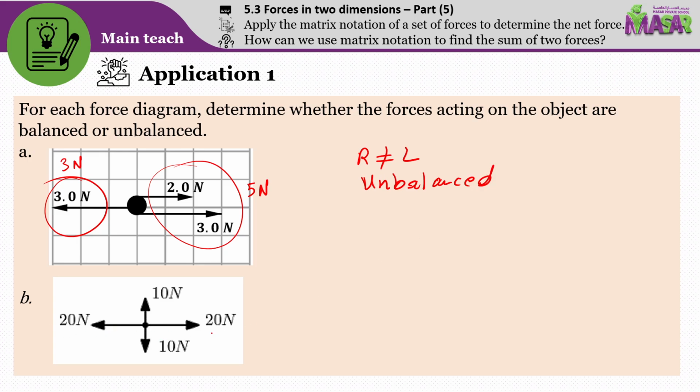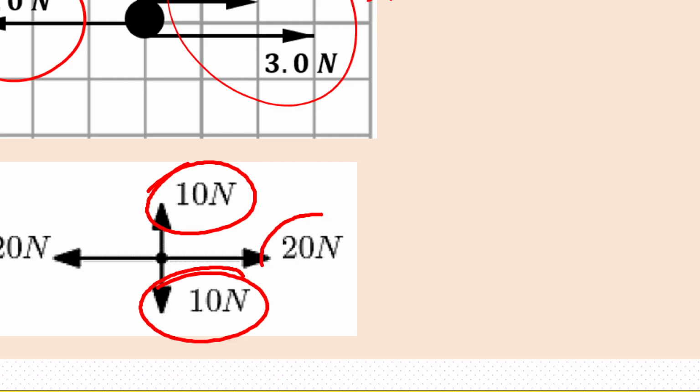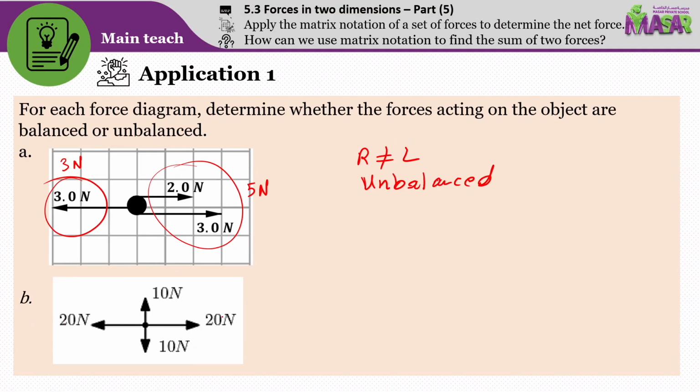Now, for this situation, we can see here that up and down are equal, left and right are equal. Left equals right, up equals down, and in both axes we have balanced forces.